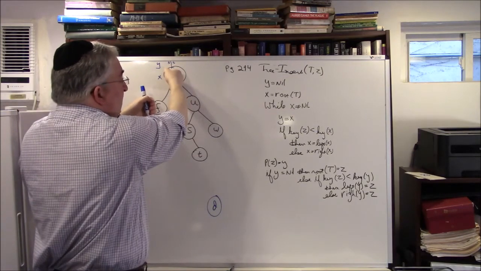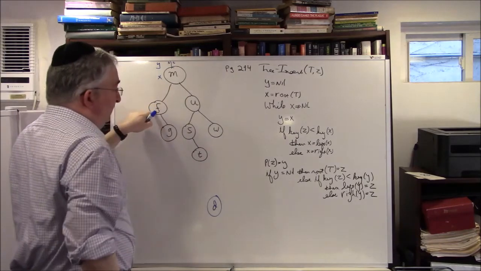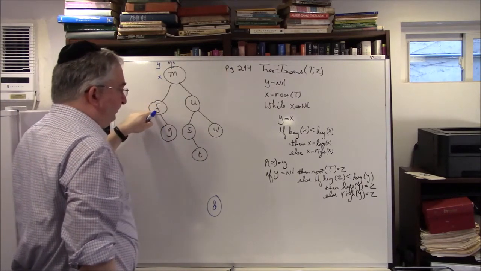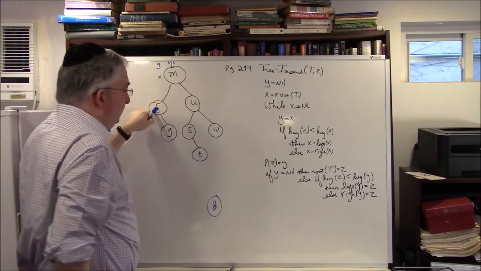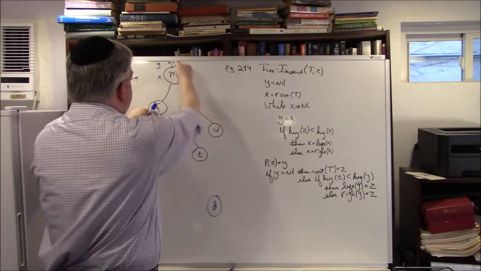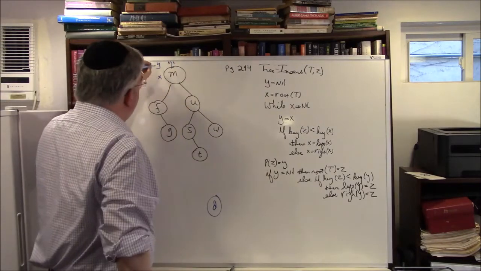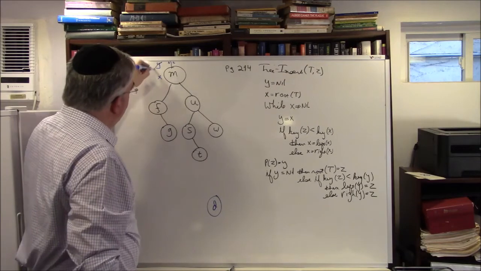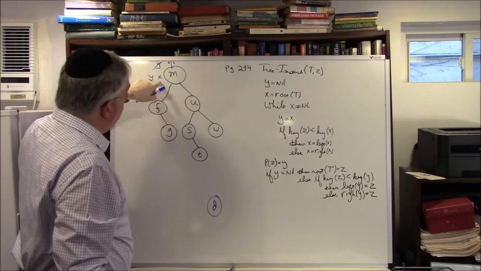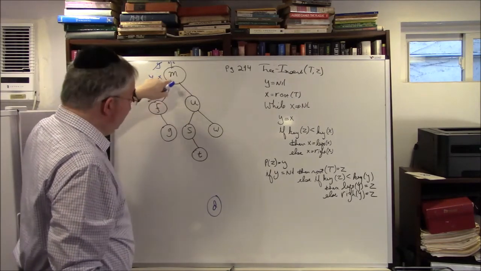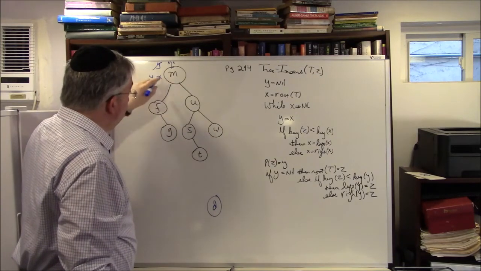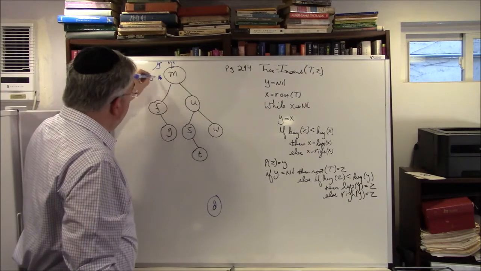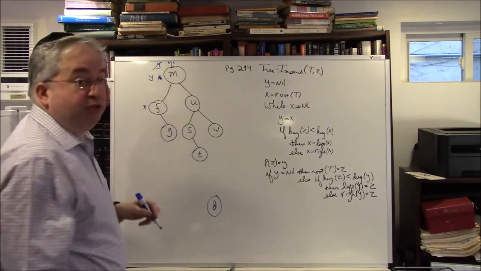Okay, now we try it again. While X is not nil, we do the following. So what we did was, Y became this, and then we saw which way D should go, this way or this way, and we saw that we should go this way. So now X is here. Great, now we do it again.